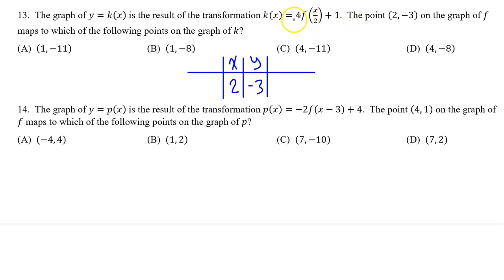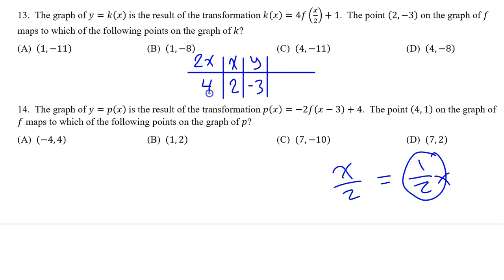So we have this initial point 2, -3, which I'm going to record right here. Now let's look for the transformations that will affect the x values. Those will occur on the inside of the function. I see that we have a 1/2 x. X over 2 is the same thing as 1/2 x. So this is a horizontal dilation by a factor of 2. Always the opposite of the way it looks. So because this is a horizontal dilation by a factor of 2, I can get new x values by doing 2 times x. So that will turn this 2 into a 4.